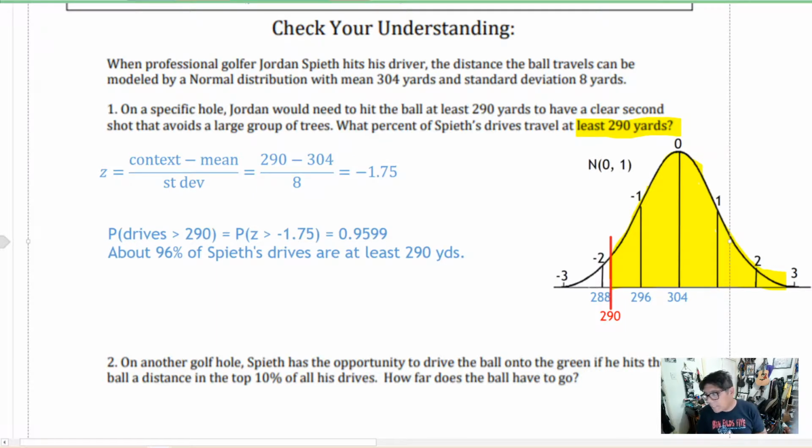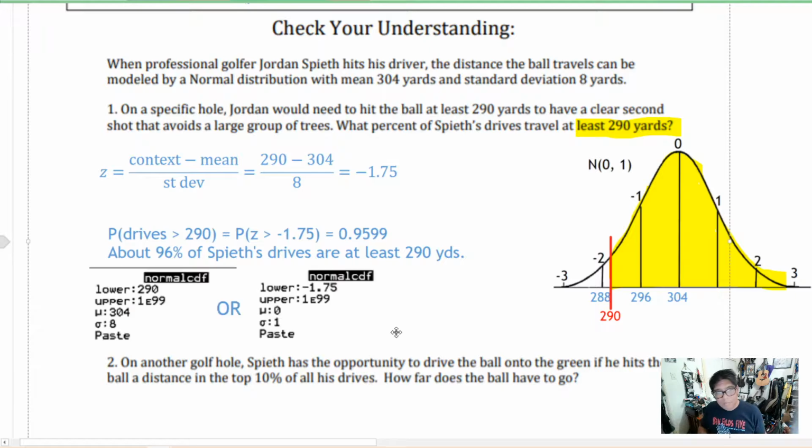So at least 96% of Spieth's drives are, about 96% of Spieth's drives are at least 290 yards. Now the point I want to make here is that once you have written your 4-decimal number here, 0.9599, then feel free to round it in your summary sentence. That takes care of number 1 in check your understanding.